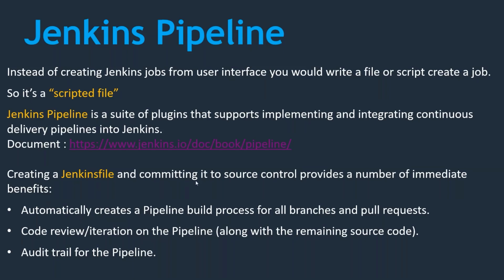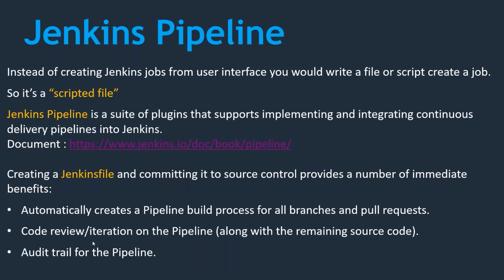So what is the benefit of committing the Jenkins pipeline? As I discussed, it automatically creates a pipeline build process for all branches and pull requests. So now we are going to have a Jenkins pipeline in our GitHub repository. Whenever you clone the code, you are going to get the pipeline as well, and it will have all the steps for how you need to build. If I don't give the Jenkins pipeline, you have the code, but you don't know how to build it. You need to write documentation on how to use that code. But if you give the Jenkins pipeline, it is quite easy for them to build it.